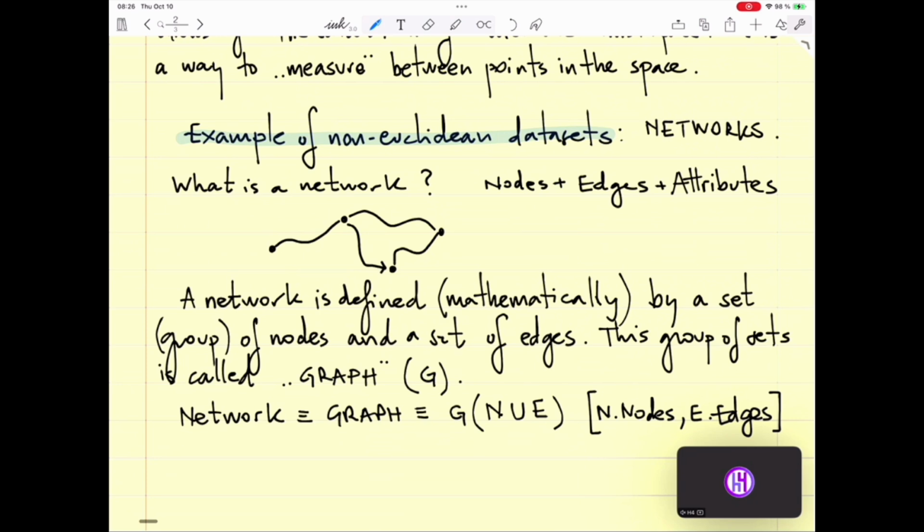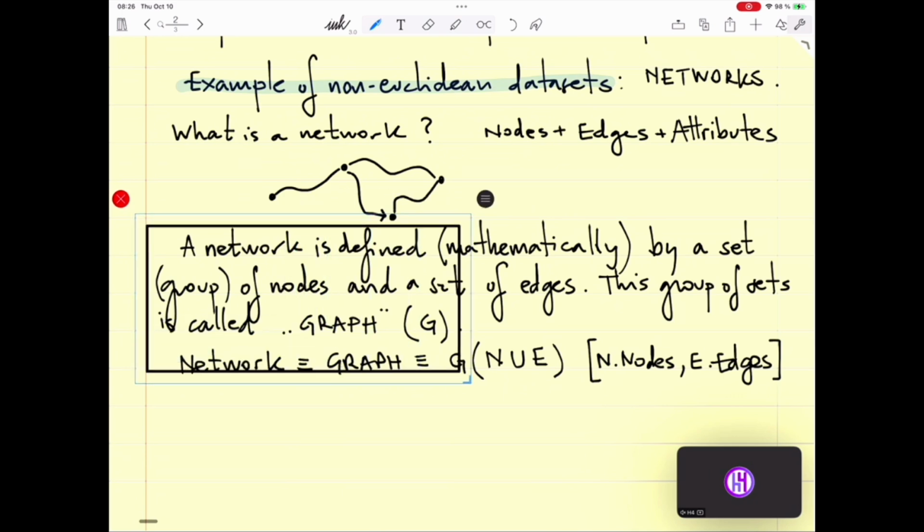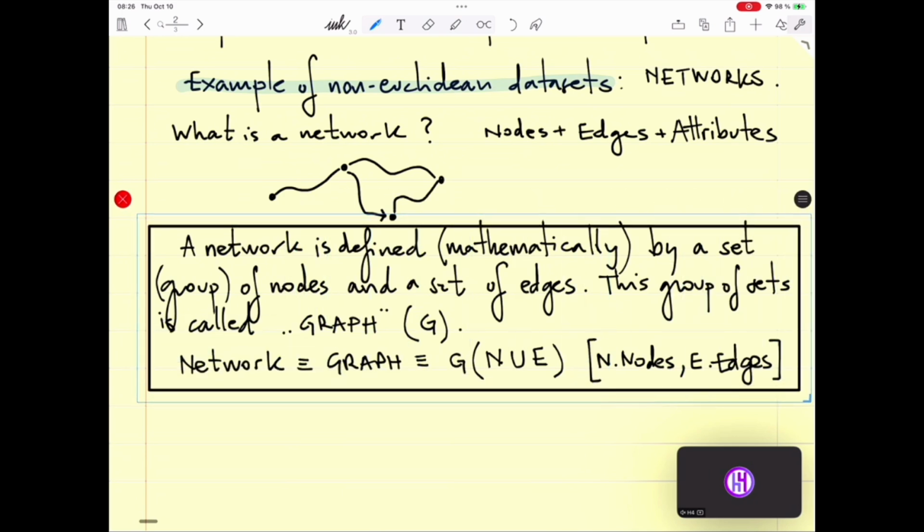So, is that cool? The nodes would be the points. Yeah. Let me give you an example.